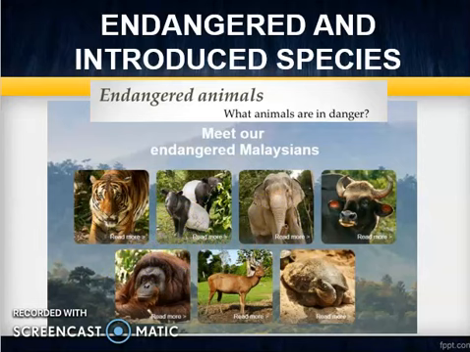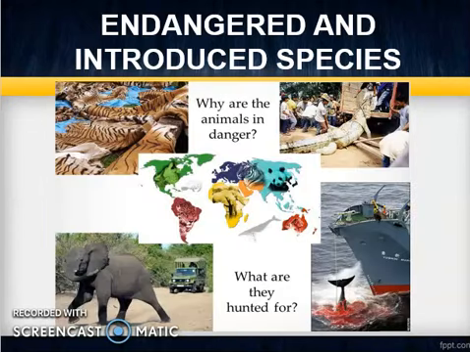Okay, based on this slide, two questions arise, as stated within this slide. The first one: why are endangered animals hunted? They are hunted for two reasons. The first, they are hunted due to human activity as a food source, and another reason why they are hunted by humans is that they are used for traditional medicinal purposes.